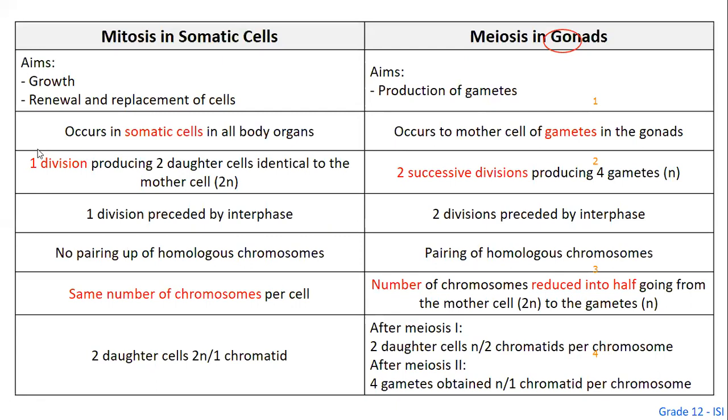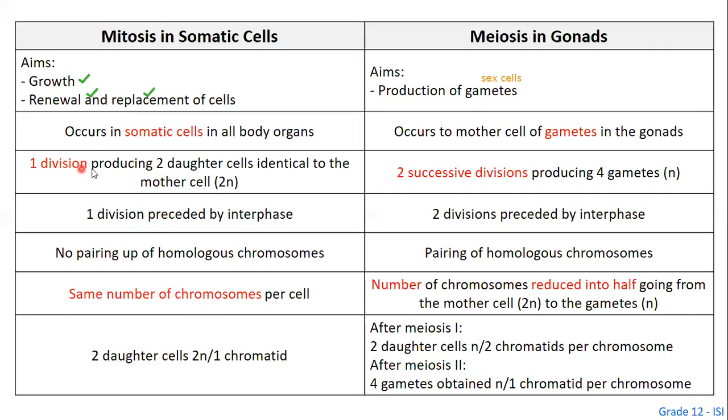This is a table comparing mitosis to meiosis. First, what's the function or the importance of going through mitosis? As I told you, mitosis is for the zygote to develop into an embryo, for the body to grow, for the renewal, the replacement of damaged cells. While meiosis gives us the sex cells, the gametes. Mitosis happens in all the cells of the body except the sex cells, while meiosis is for the gametes, for the sex cells.